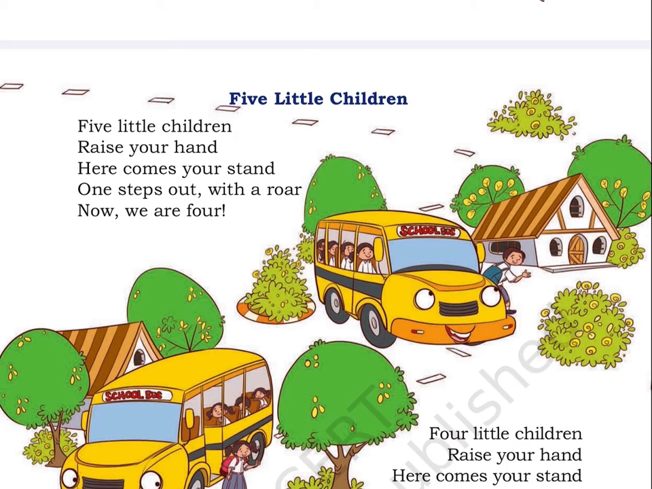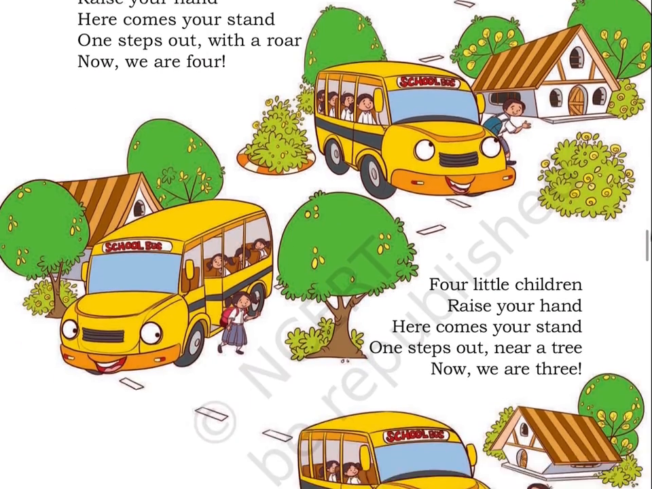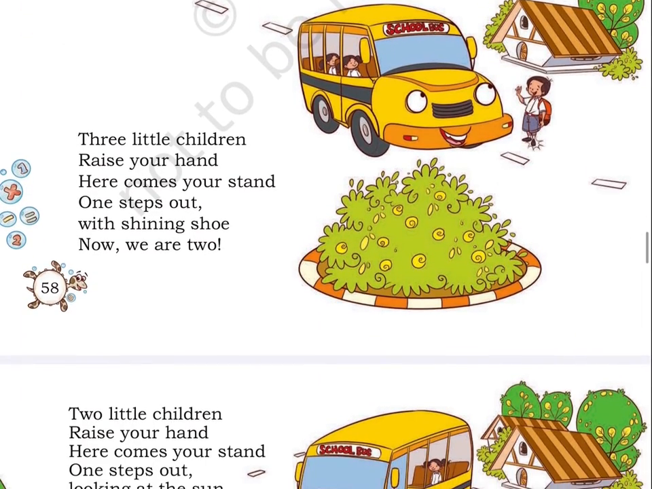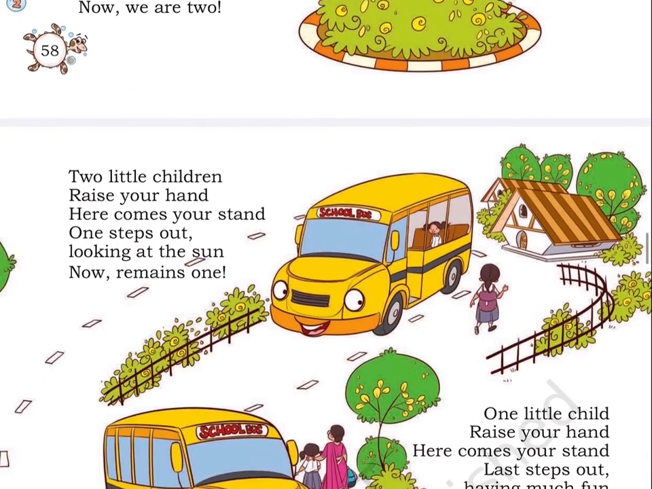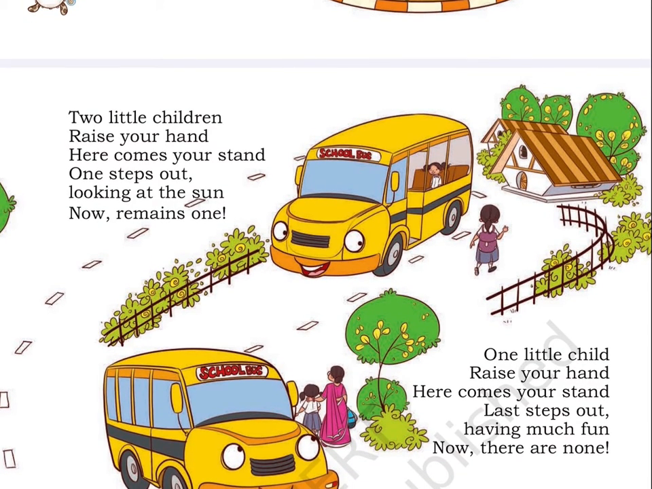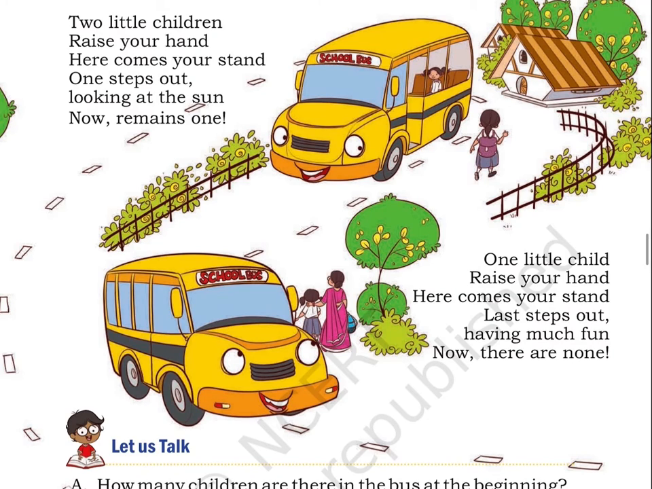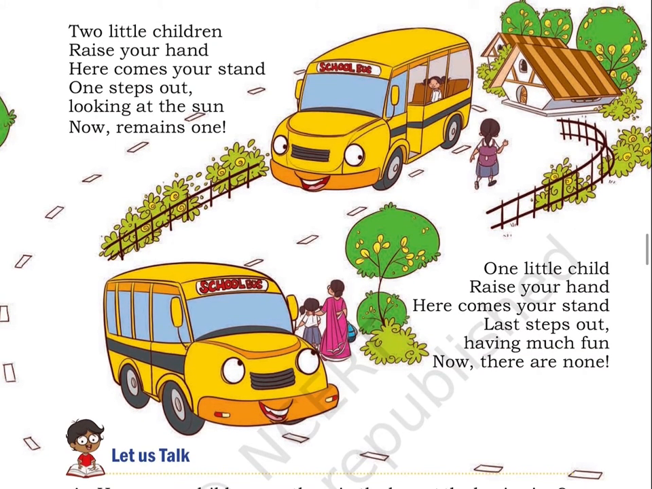Now we are 3. 3 little children, raise your hand. Here comes your stand. One steps out with shining shoe. Now we are 2. 2 little children, raise your hand. Here comes your stand. One steps out, looking at the sun, now remains 1. 1 little child, raise your hand. Here comes your stand. Last steps out, having much fun. Now there are none.